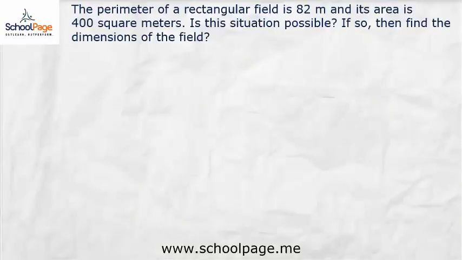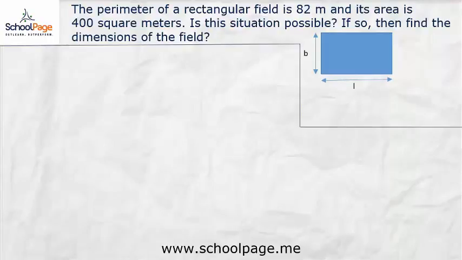Let us now take a real life example where the perimeter of a rectangular field is 82 meters. Its area is given to us as 400 square meters. Is this situation possible? If it is possible, then let us find the dimensions of the garden. The data given to us is that the perimeter of the rectangular field is equal to 82 meters. It is also given to us that the area is equal to 400 square meters.